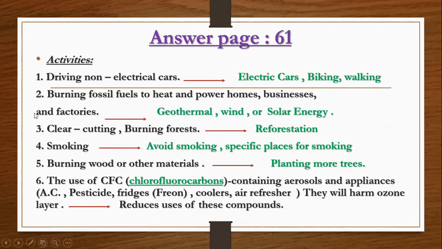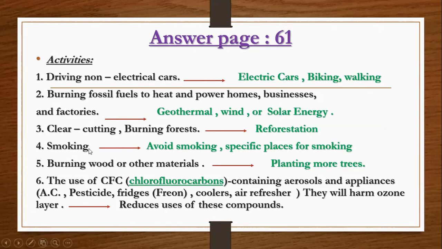The second activity that affects the air quality is burning fossil fuels. They burn these materials, such as coal, for what? To heat and power houses, businesses, and factories, and to generate electricity. So instead of using these materials, they can use renewable resources such as the sun or solar energy, wind, and water energy through turbines. Also, they can use something called geothermal. We will take later on what the word geothermal means.